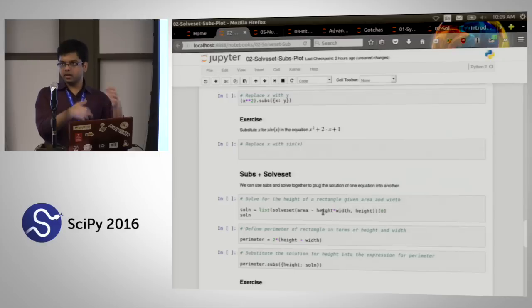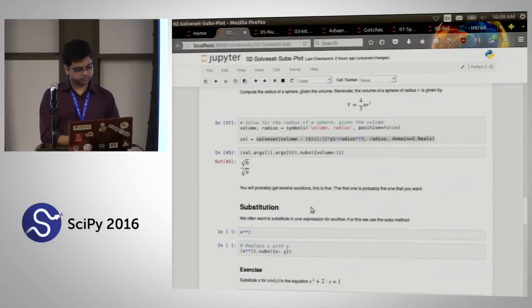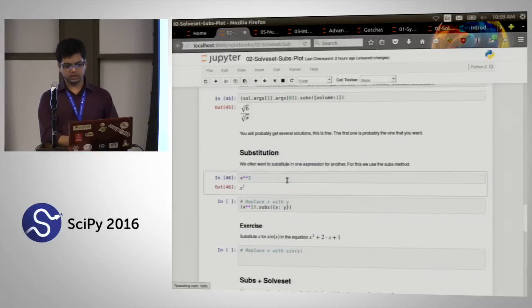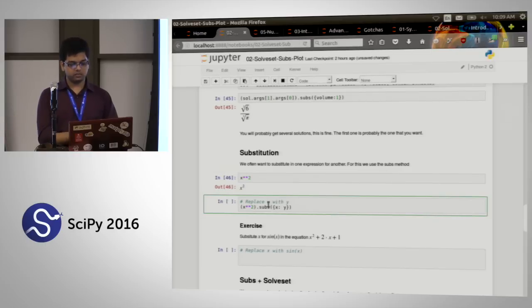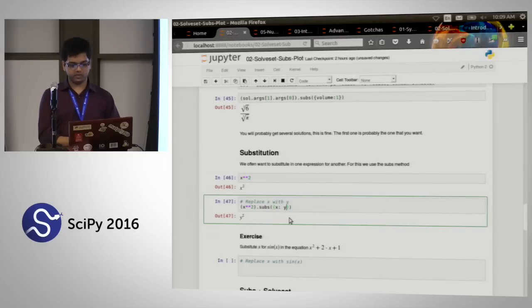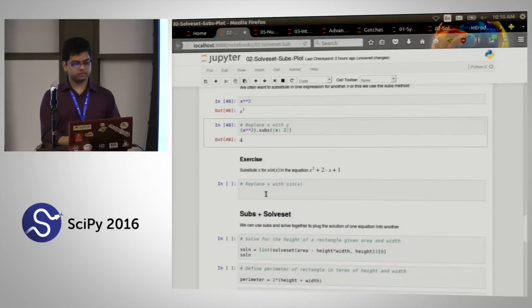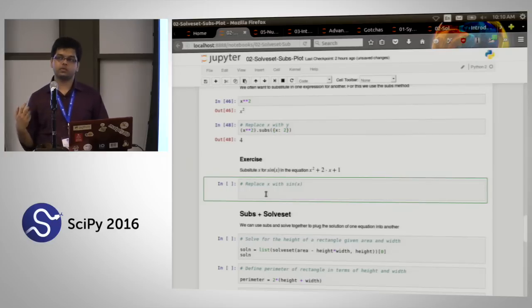In the subsequent exercises, we talk about how you can use substitution with solve to get the equation. Aaron already talked about substitution. If you have some expression, you can substitute some value into it. If I do x square subs with x with y, it substitutes x with y. You can obviously have a numerical value in it. So x square substituted with 2 is 4. Now try substituting sine x in x square plus 2x plus 1.